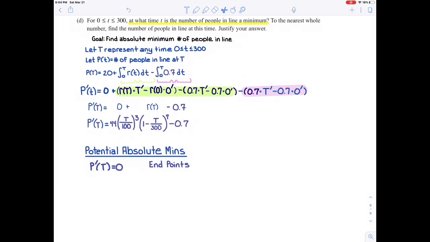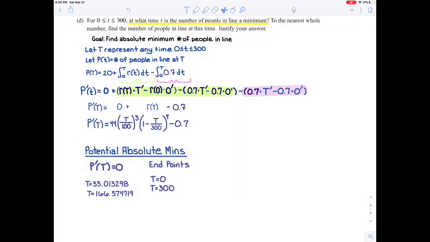Now that we have the equation for the derivative of P of t, we need to figure out where it equals 0 for our potential mins and maxes. You just grab your calculator and enter the equation for P prime of t in your calculator and see where it crosses the x-axis between 0 and 300. The graph of P prime of t crosses at 33 and 166. The other potential absolute mins are the endpoints, t equals 0 and t equals 300.